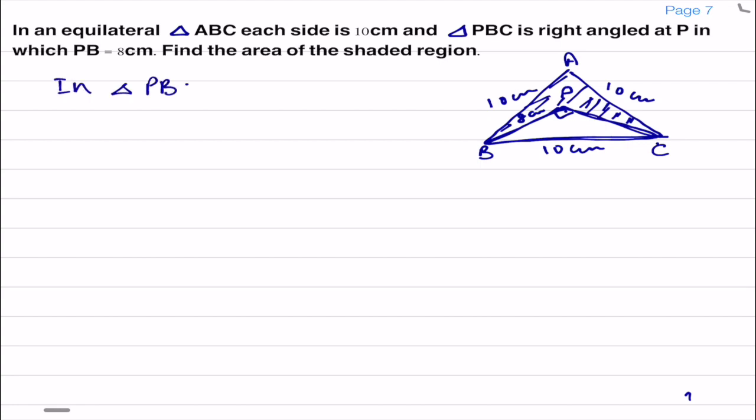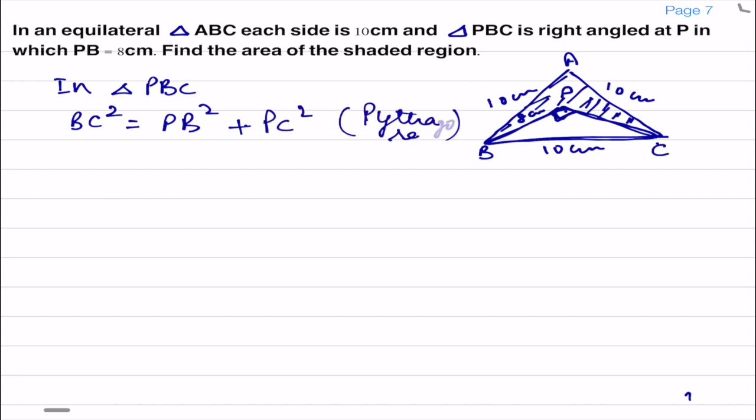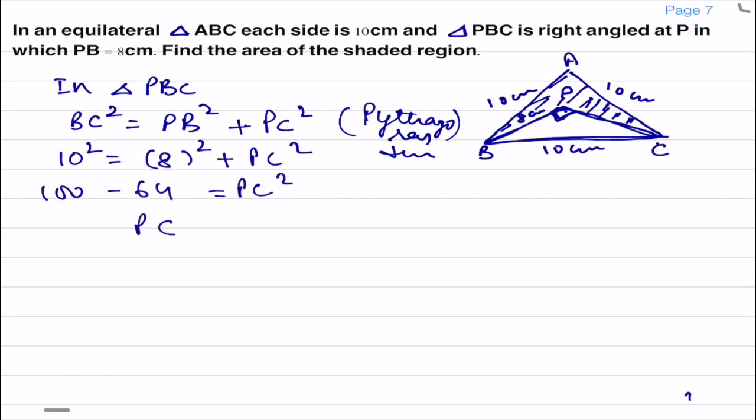So first see, in triangle PBC, we have two sides. One is 10, other is 8. Now the 90-degree opposite side is always the hypotenuse. So you can take either PB as a base or a perpendicular, choice is yours. So in triangle PBC, we can use PB square plus PC square, Pythagoras theorem. By Pythagoras theorem, we will find out the value of PC. So 10 square is equal to 8 square plus PC square, which we don't know, 100 minus 64. So PC is square root of 36, that is 6 centimeter.